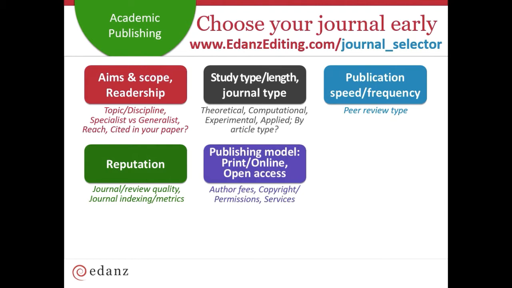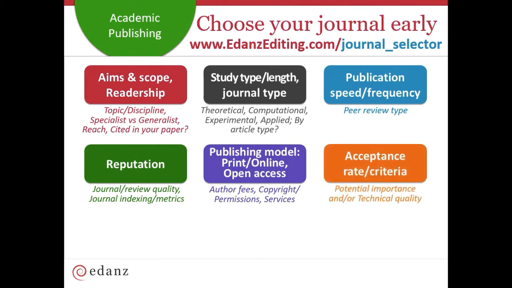And some journals include services for free, such as editing or producing news releases to promote your article to the mass media. Also check if the journal website gives the average acceptance rate and what the main criteria are for acceptance. In addition to technical quality, some journals want only novel and internationally newsworthy research.